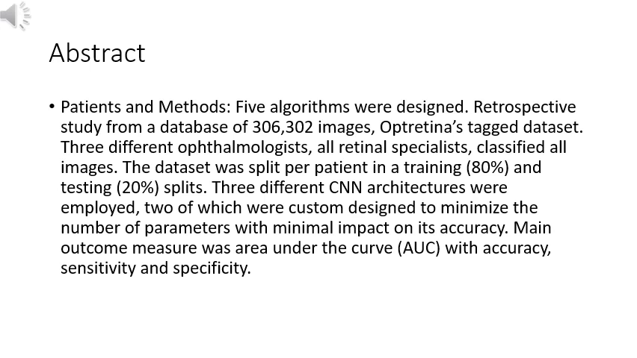The dataset was split per patient in a training, 80%, and testing, 20%, splits. 3 different CNN architectures were employed, 2 of which were custom designed to minimize the number of parameters with minimal impact on its accuracy. Main outcome measure was area under the curve, AUC, with accuracy, sensitivity, and specificity.